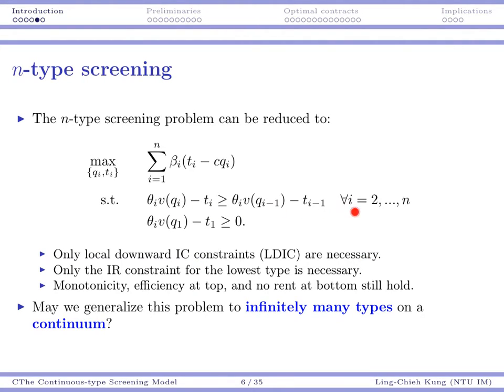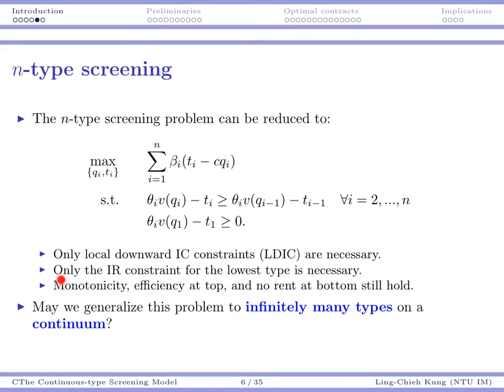Okay, so it's here. We only need to make sure that type 2 does not want to pretend to be type 1, type 3 does not want to pretend to be type 2, and so on and so on. So you don't need to worry about whether type 1 wants to pretend to be type 5, whether type 7 wants to pretend to be type 2. Well, you don't need to worry about that because they are all redundant. You have the intuition for that, you have the derivation for that. There's no problem for that.